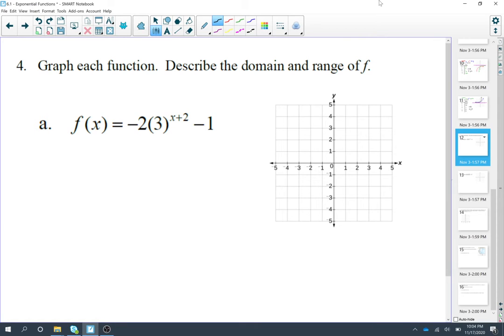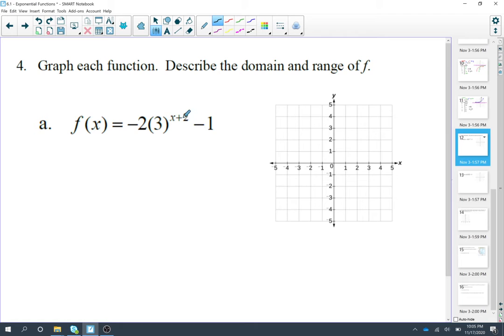Example 4, graph each function, describe the domain and range of f. So, same idea, but this function has a lot more going on with it. We still have a, we still have b, and we still have an x power. But notice now our x power has a +2 on it, and notice that the whole function after we're said and done has a -1 on it.